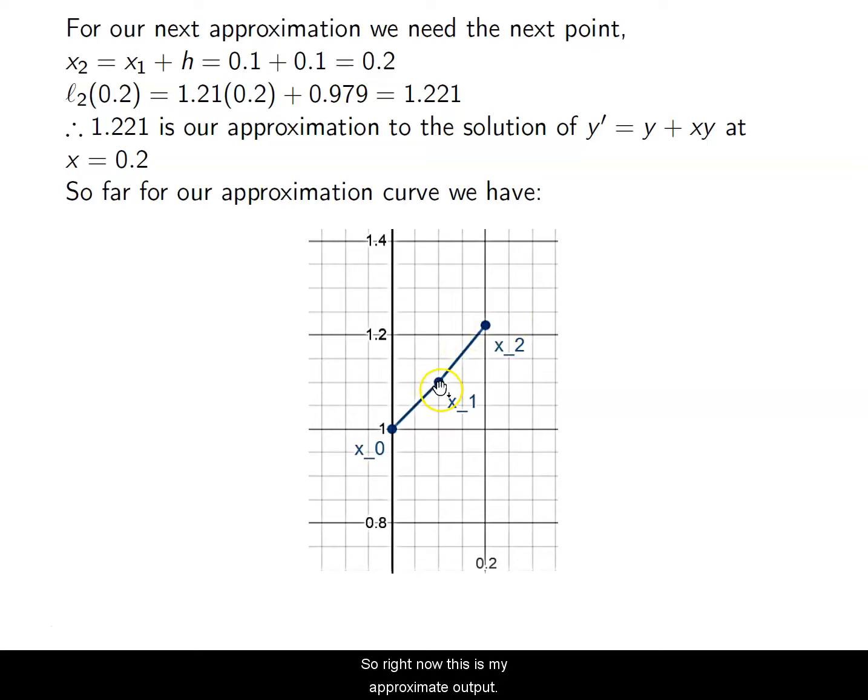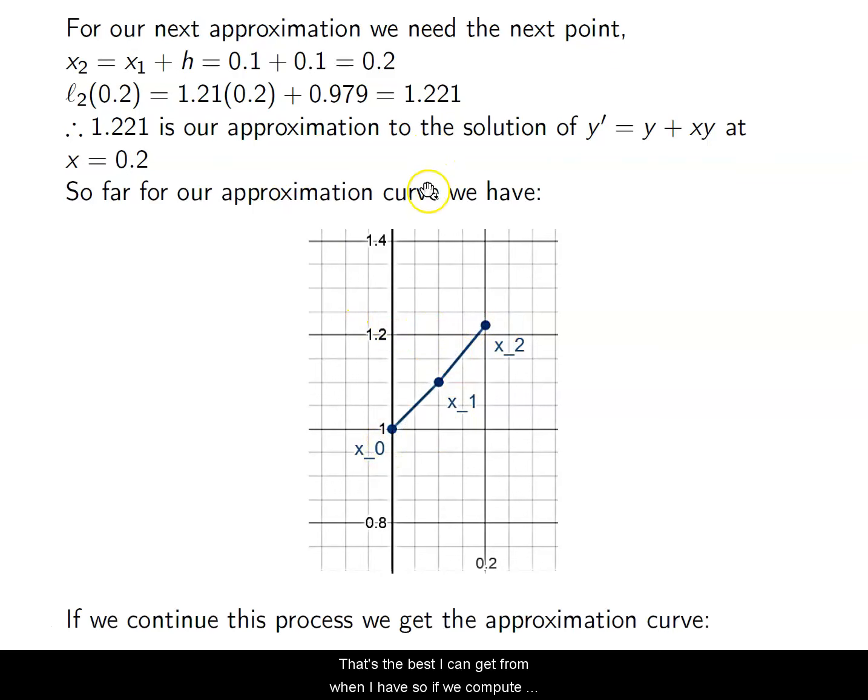So right now, this is my approximate output to my DE solution, right? This y2, this 1.221, is my approximation to the solution for this DE with this initial condition at this point. Now, obviously, it's not exact because it's an approximation, right? But this is what my approximate output is, 1.221, right? That's the best I can get from what I have.